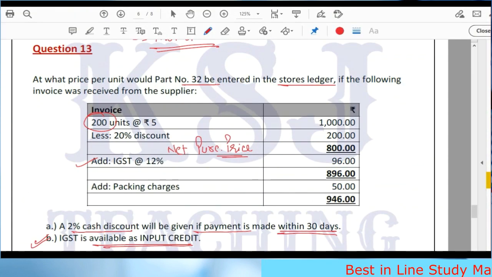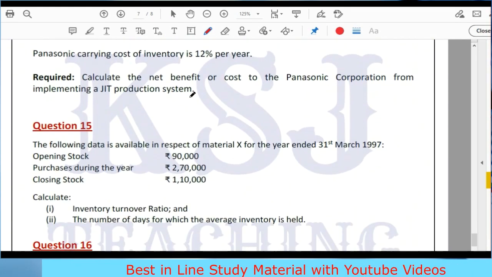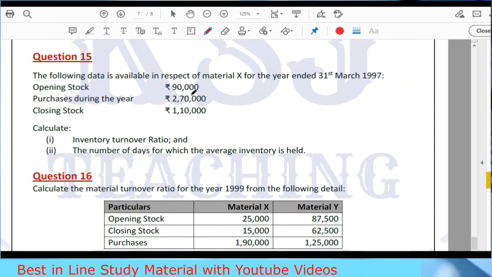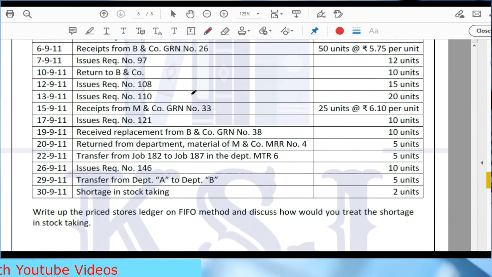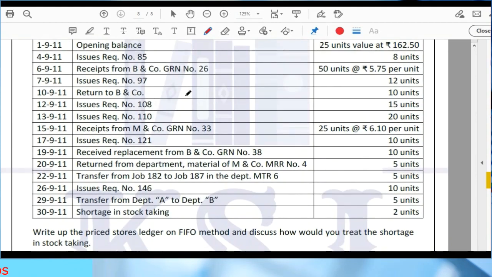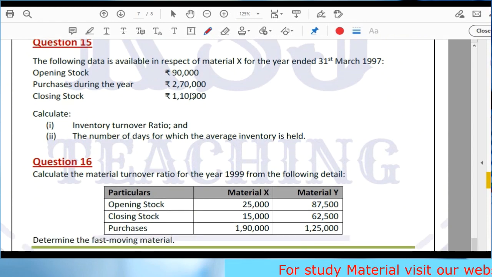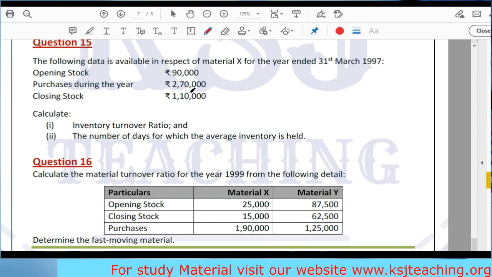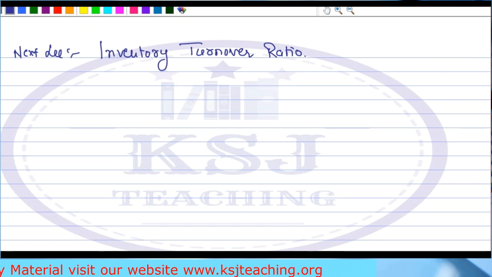And regarding the questions, we have done till question number 14, that is JIT. We did it in the last lecture, and we are done with just 4 questions now. 15, 16 is for the ITR, then 17, 18 for the valuation of closing stock, right? With this, our chapter will be complete. That means we are left with 2 topics now in this chapter. One is inventory turnover ratio, and the second one is the valuation of closing stock of raw material, which we will be covering in the next 2 to 3 lectures easily.